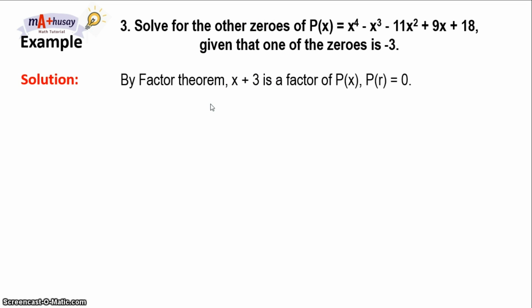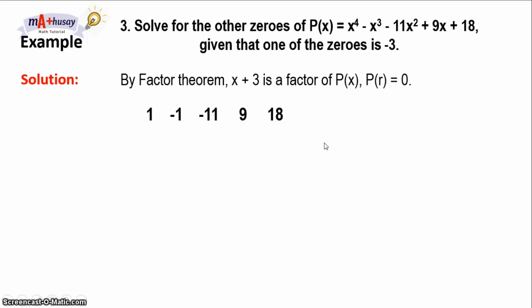Now, using the concept of factor theorem, if x plus 3 is a factor of P of x, then the remainder should be equal to 0. So, let's start dividing P of x by x plus 3 by synthetic division. Now, we list down all the numerical coefficients of P of x. So, we have 1, negative 1, negative 11, 9, and 18.